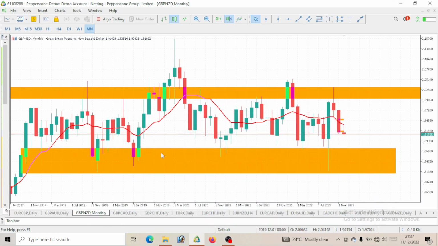Good day, guys. Welcome back to this channel. So let's take a look at GBP New Zealand dollar for this week.